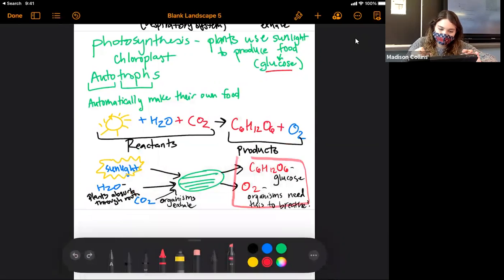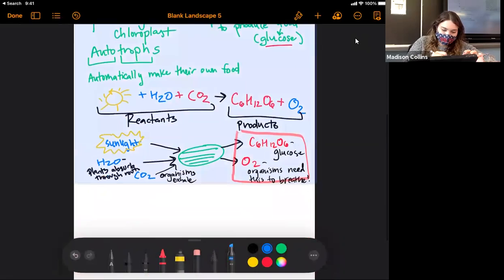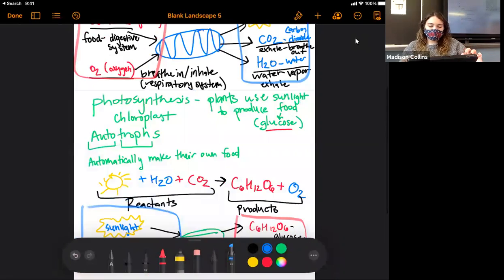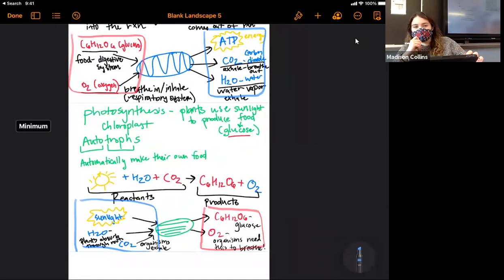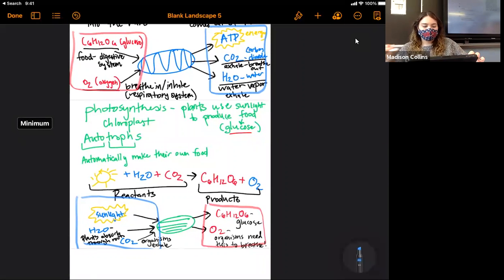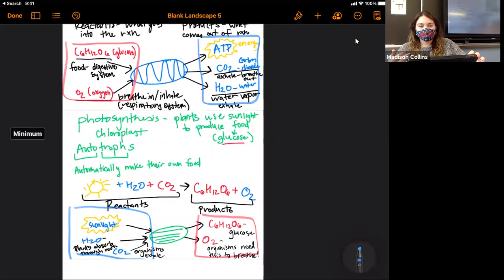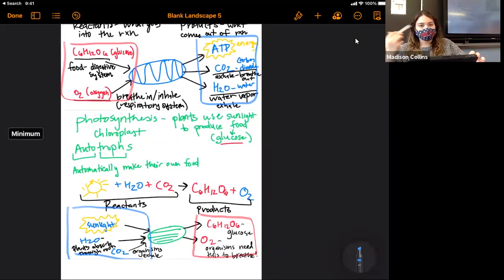So the products here are the same as the reactants here. And the products here are the same as the reactants here. So these processes need each other to continue because cellular respiration uses glucose and oxygen that come from photosynthesis. And photosynthesis uses products that come from cellular respiration. So these processes feed directly into each other and create this never-ending loop.